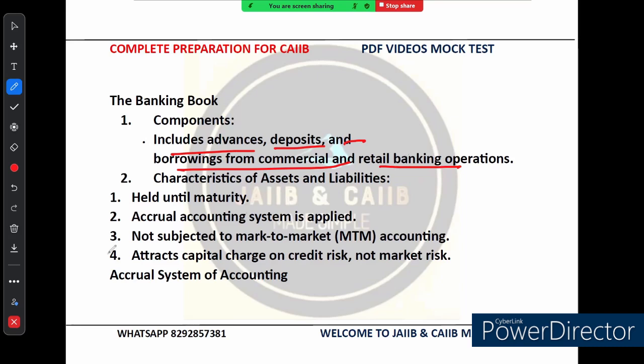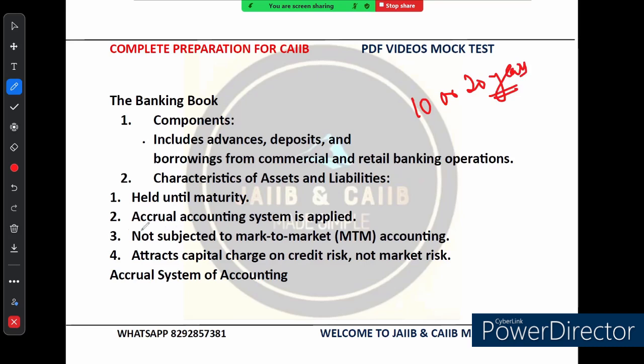What are the characteristics of assets and liabilities? First thing is held until maturity. Any asset and liability in the banking book is usually held till maturity. For example, if a bank gives out a home loan, it expects the borrower to repay the loan over 10 or 20 years, meaning the loan stays in the banking book until it is fully paid off.